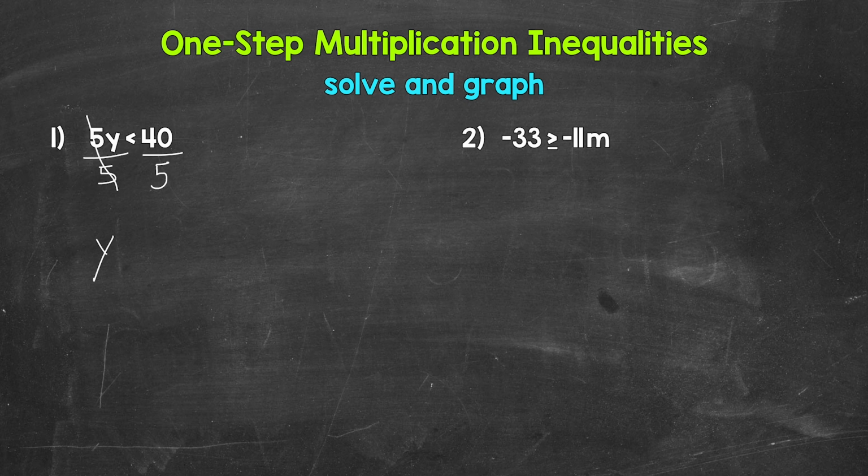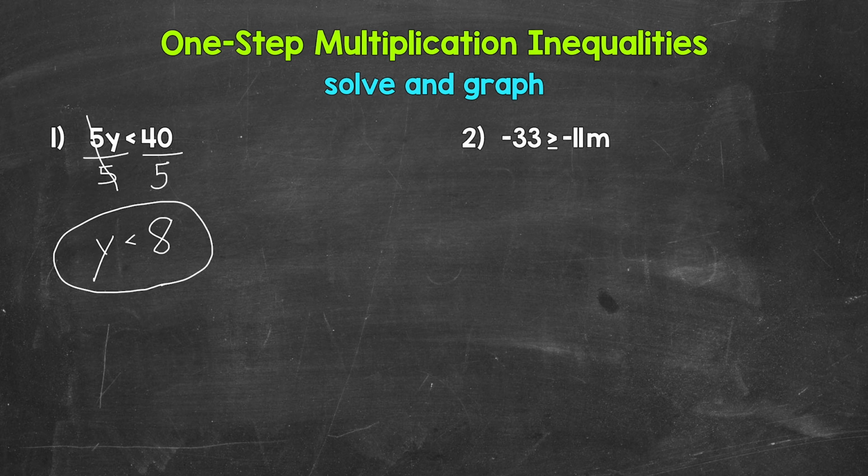Y is now isolated. So we have y is less than, and then on the right side, 40 divided by 5 gives us 8. So y is less than 8. And that's our answer. So any value less than 8 is a solution of this inequality. It will make it true. Now we can graph y is less than 8. So we are graphing all of the solutions here.